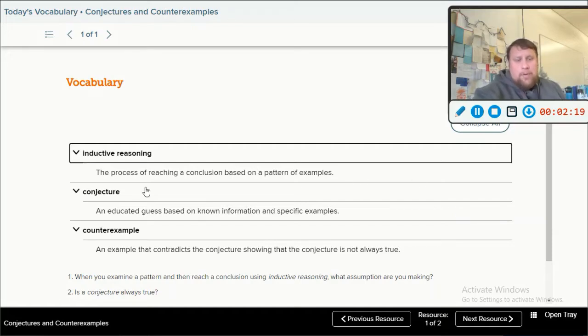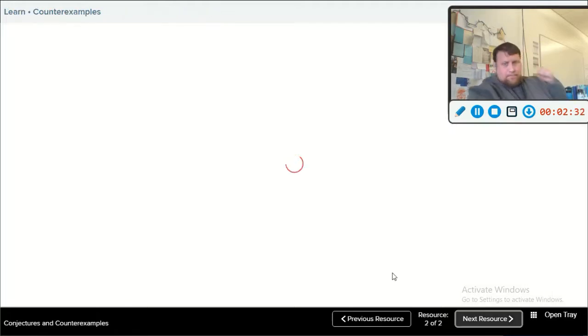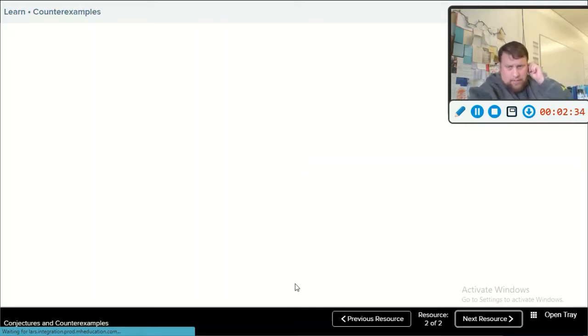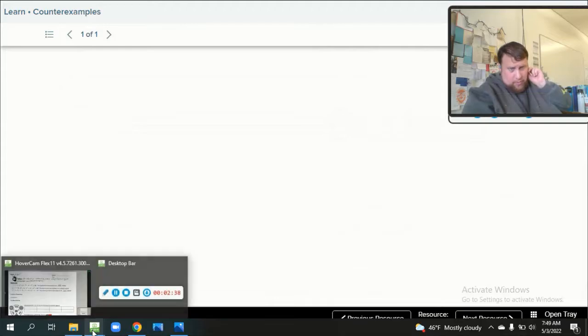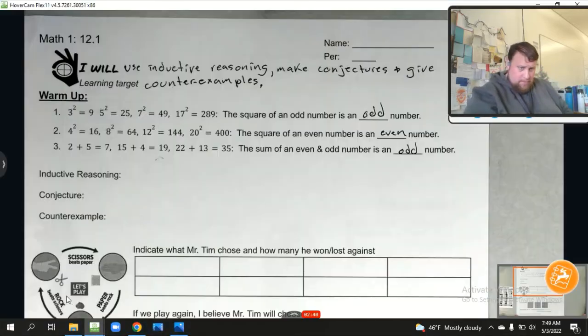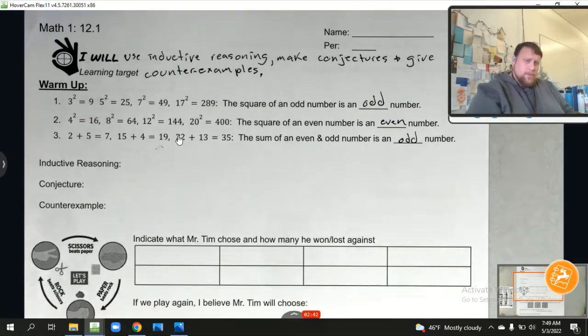Now, could be that sometimes you're given a conjecture and you can think of a counterexample, which is an example that contradicts the conjecture, showing that the conjecture is not always true. Okay. Again, pause this, but we're going to move on. Let me just get this loaded up. It'll be ready for when we get back. Okay, so you should have all that down.